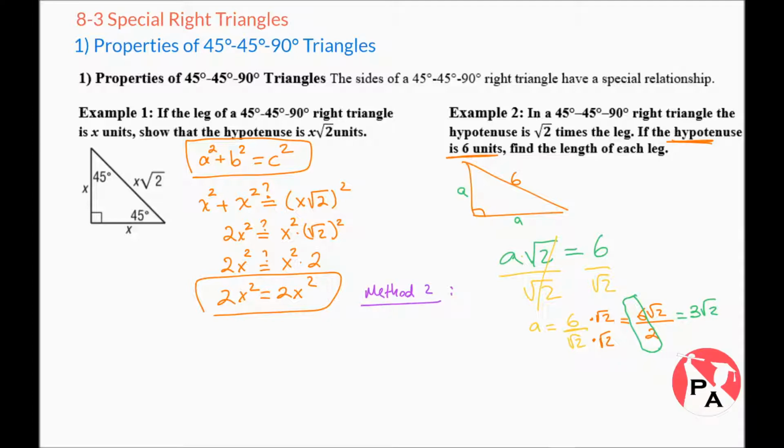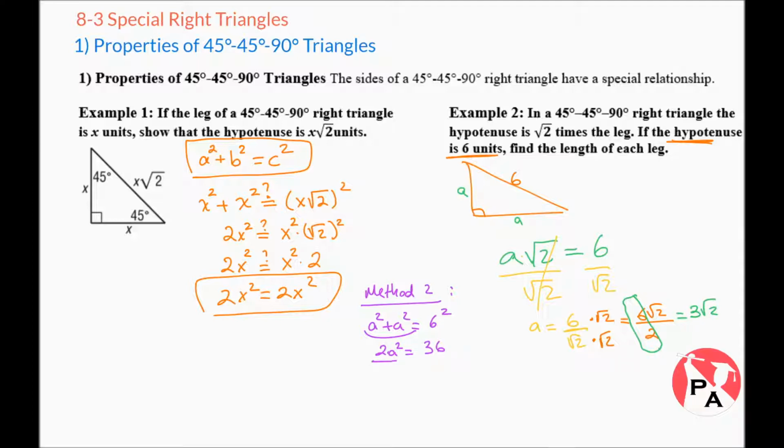For example 2, since we have a for the legs, we can square them. A squared plus a squared equals the hypotenuse squared. The hypotenuse is given 6. On the left hand side, we have two of these, we have 2a squared. On the right hand side, 6 squared is 36.